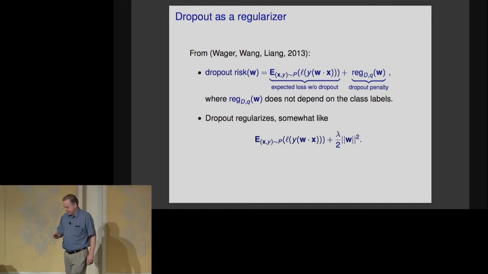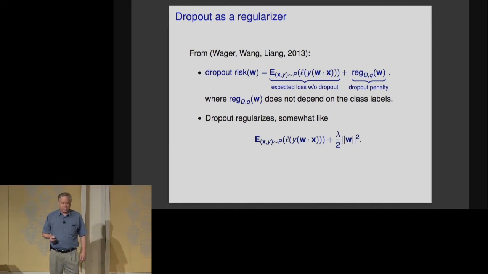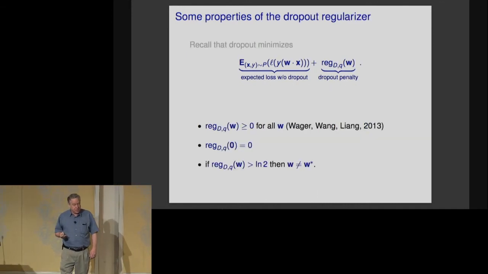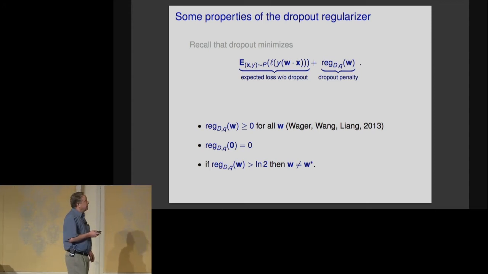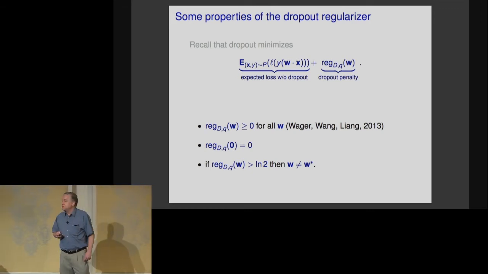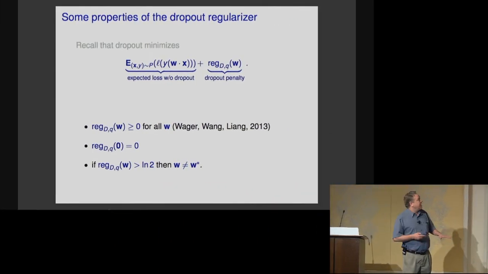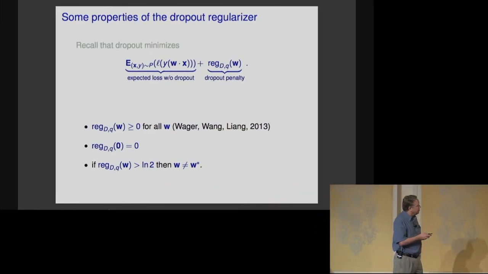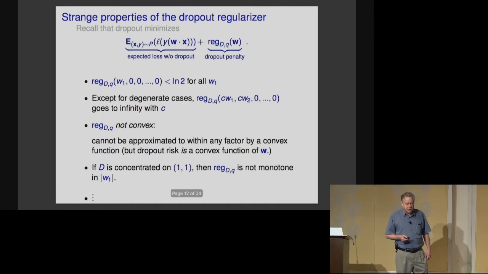However, we look at the exact dropout penalty and refine that a little further. Some properties of this dropout penalty: it's non-negative for all W, it's 0 at the 0 vector, and since the logistic loss at the 0 vector is ln 2, if the regularization is bigger than ln 2, then that weight vector won't be the optimizer of the dropout criterion.